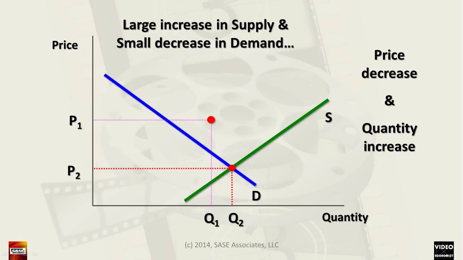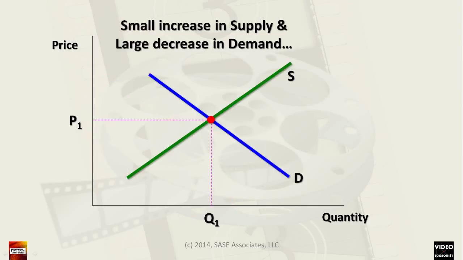However, the small demand decrease causes the equilibrium quantity to decrease, while the large supply increase has a larger and opposite effect. The net result is a small increase in equilibrium quantity, while equilibrium price falls due to the joint effect of supply and demand on price.